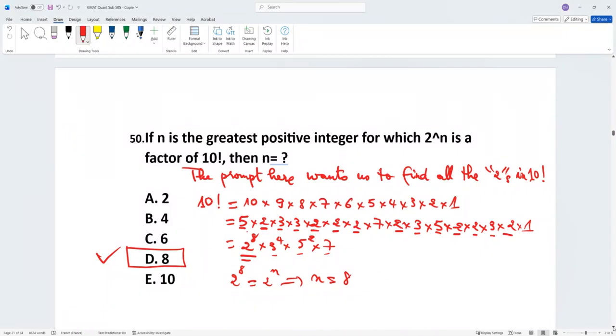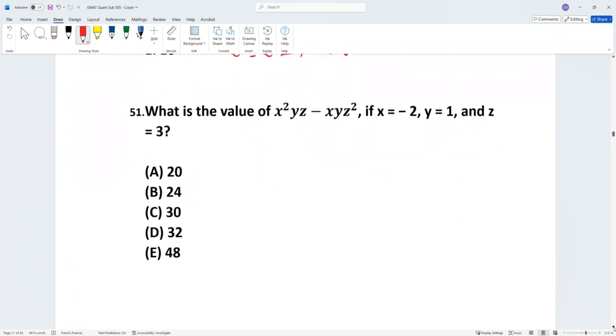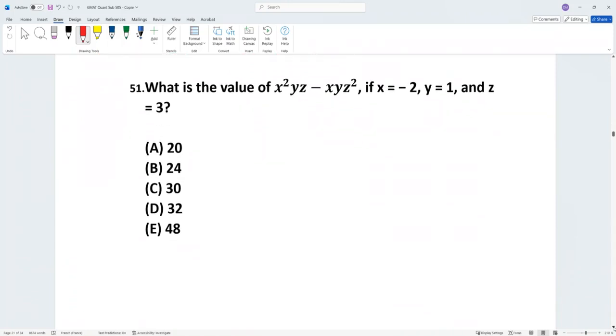Moving on, question number 51. So we have this value here. It says, what is the value of x squared yz minus xyz to the power 2 if x is equal to minus 2, y is equal to 1, and z is equal to 3? Okay, so this minus xyz squared like this can be written like this.